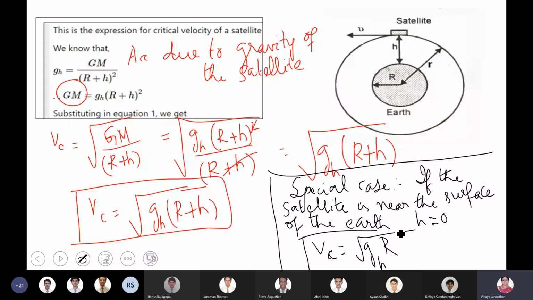Now before I go for escape velocity, I think I'll make you solve a numerical. Then we'll move on. Ma'am, in this derivation, should we write the value for g near the surface of the Earth, like you told at one point? No need, boys. That's just for your reference. gh is the value of the acceleration due to gravity at a height h above the surface of the Earth. All right, ma'am. Thank you.